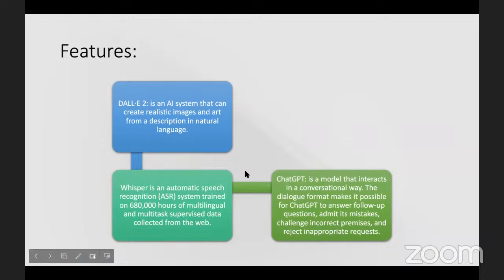One of the other features that OpenAI has is Whisper, which is an automatic speech recognition system trained on a large amount of multilingual and multitask supervised data collected from the web. Whisper is quite useful in helping to translate and recognize speech. One of the applications they use it in is translating from any language to English.